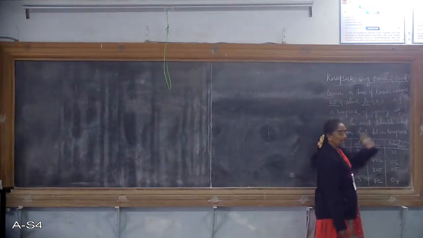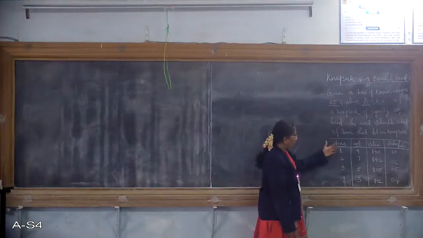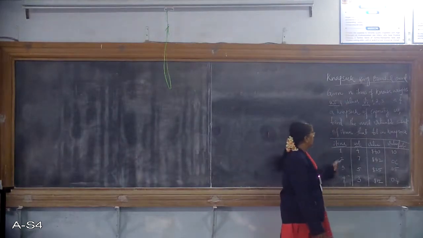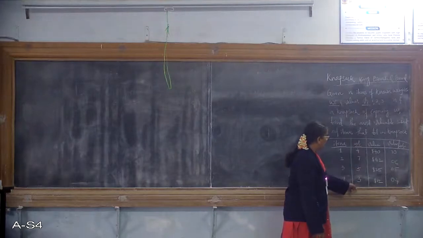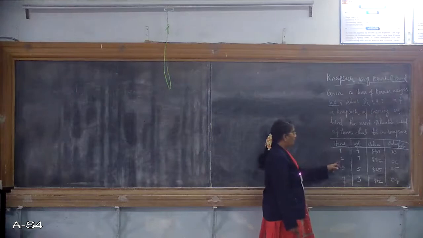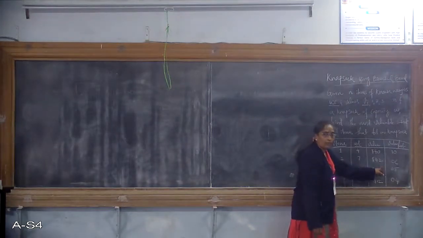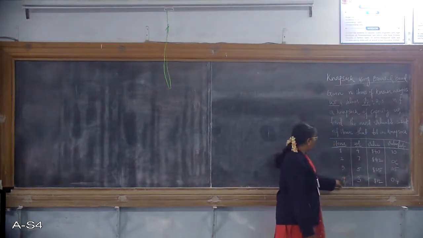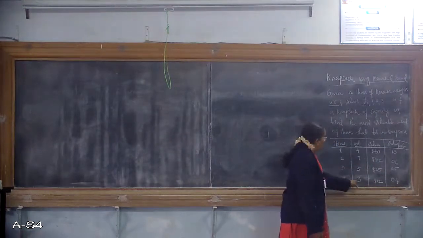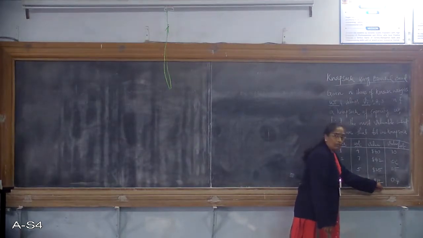So here there are 4 items given, so n equals 4. Each item's weight is given and its corresponding value is given. For example, item number 2 has weight 7 and gives us a profit of 42. Item 4 weighs 3 kg and gives us a profit of $12.